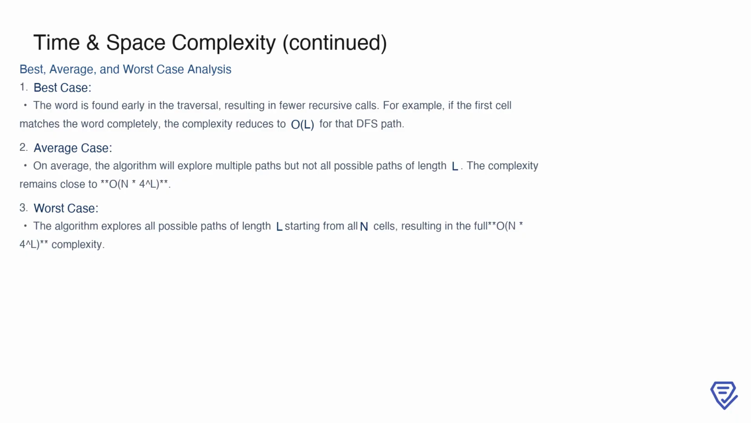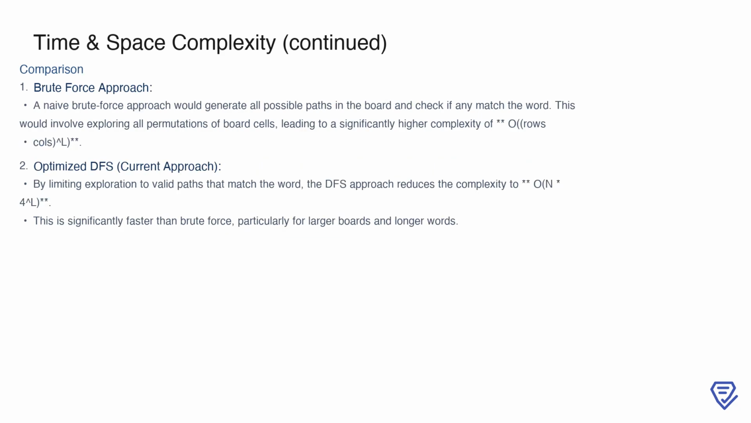Lastly, in the worst case, the algorithm checks all possible paths of length L starting from every cell in the board. This means the full O(n*4^L) complexity is realized, which represents the most computationally expensive scenario. To better understand the efficiency of the current approach, we can compare it to a brute force method.